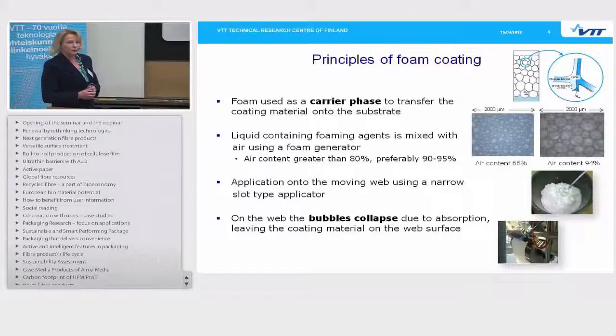And if the material we want to apply to the surface contains particles or fibers, these are located between the bubbles or in the bubble pockets. That means that the bubbles keep them apart, so they prevent flocculation of the fibers or aggregation of the particles. The application itself is done by a narrow slot type applicator. When the foam comes out of the applicator, the bubbles collapse into the absorption of the paper surface, leaving the material on the paper surface.